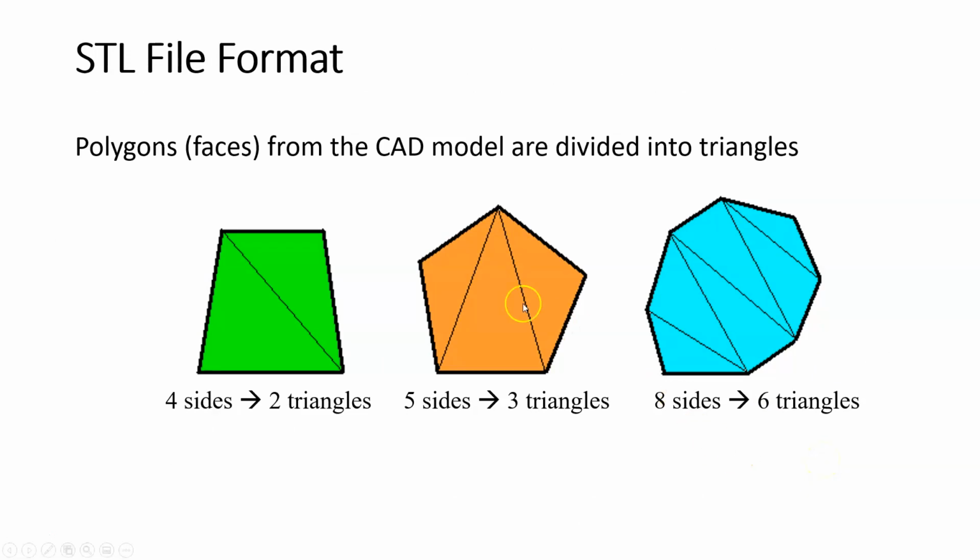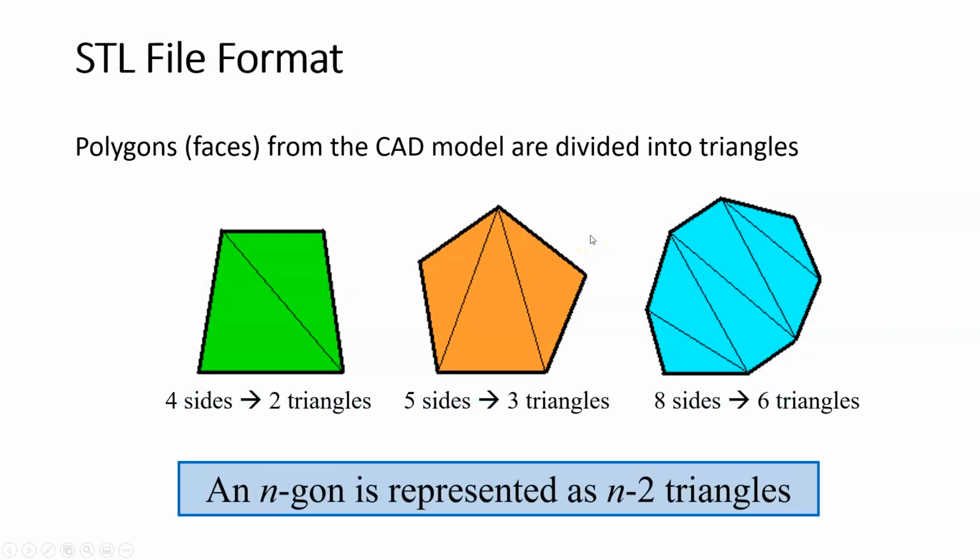So as I said, if you have 4 sides to an object, it's going to be translated into 2 triangles. Okay. 5 sides would be composed of 3 triangles. Right. 8 sides is going to be 6 triangles, and you can see that right here. So this means that a computer software can represent an n-gon, that is a polygon of n sides, as n minus 2 triangles, right?